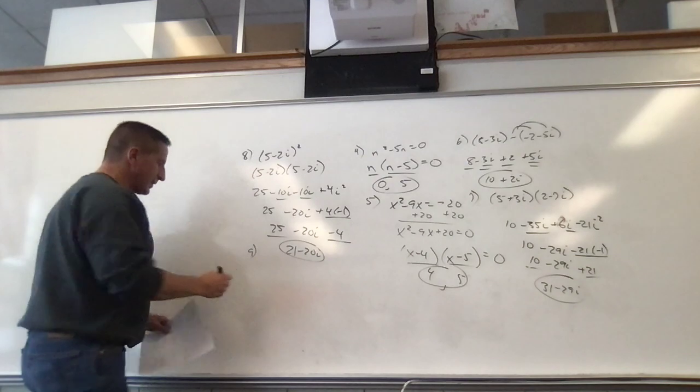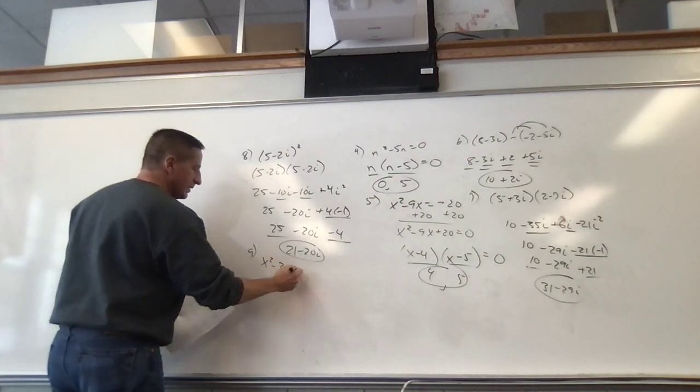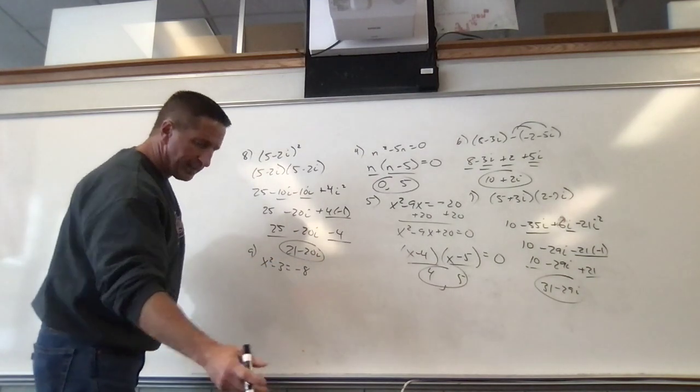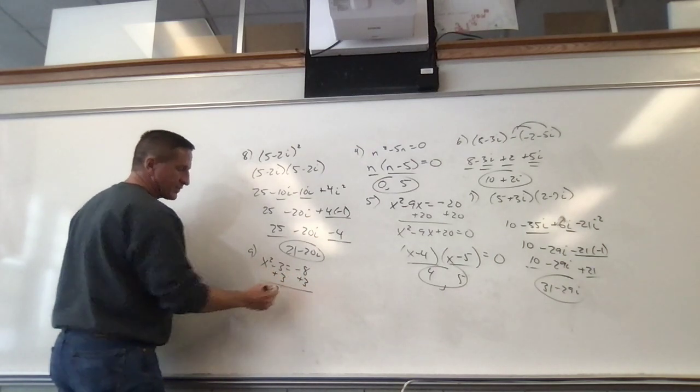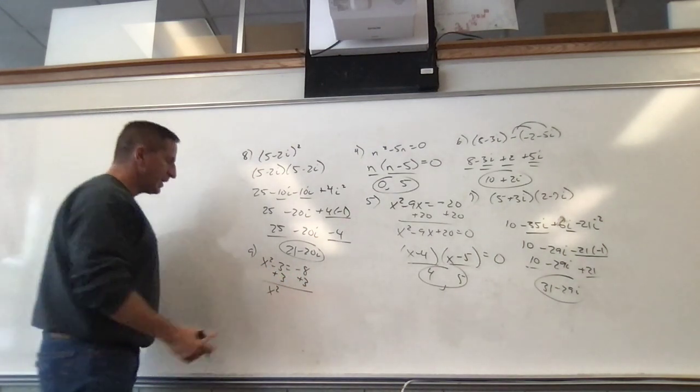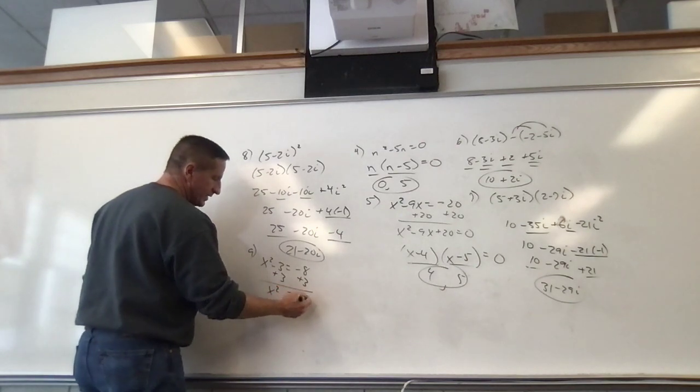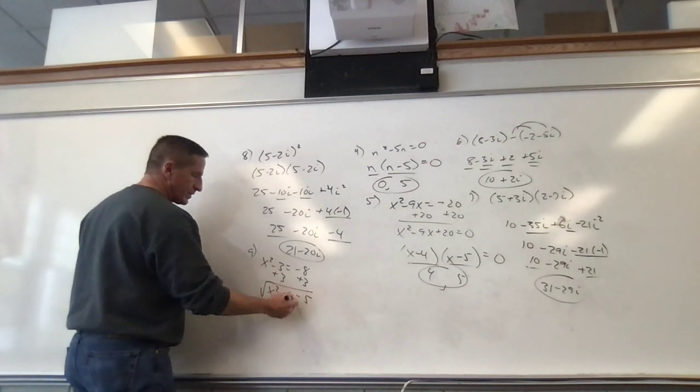Question number 9. Solve x squared minus 3 equals negative 8. Okay. Add 3 to each side. We're going to solve this with square roots because there's only one x. Negative 8 plus 3 is negative 5. We take the square root. Make sure you put the plus or minus symbol.